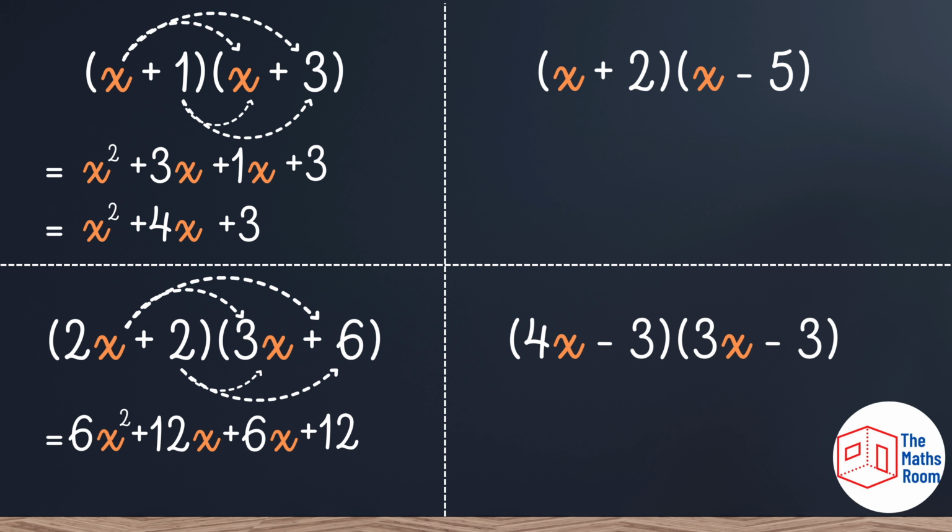Again, your final step is always collecting those like terms together. 6x squared can just be copied straight down, and then 18x is the combination of 12x plus 6x, and then we can just copy down 12.